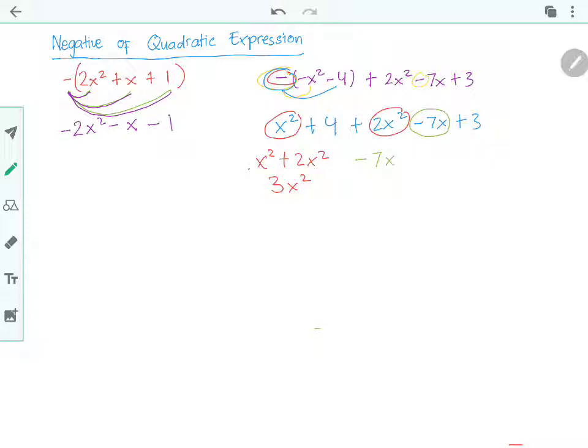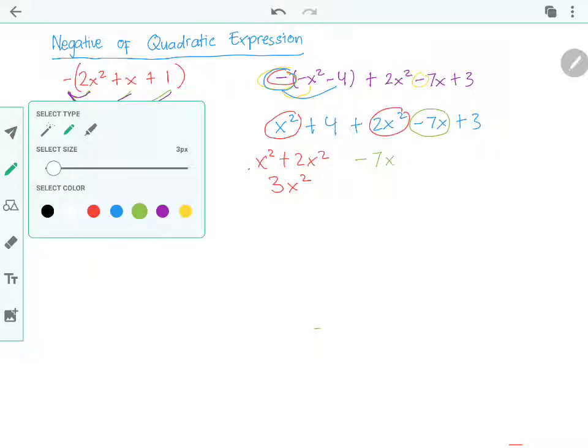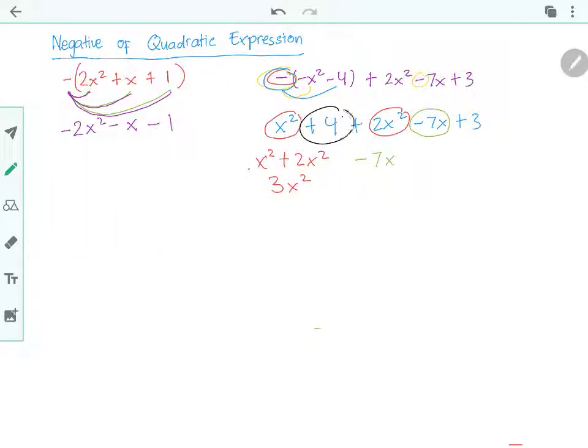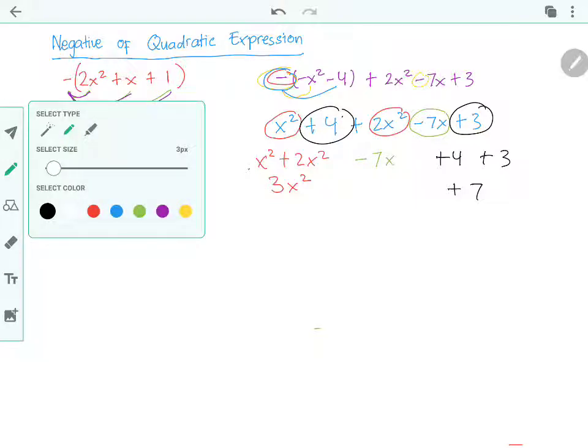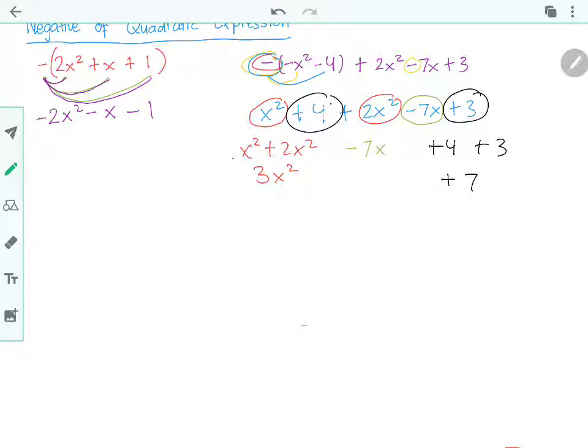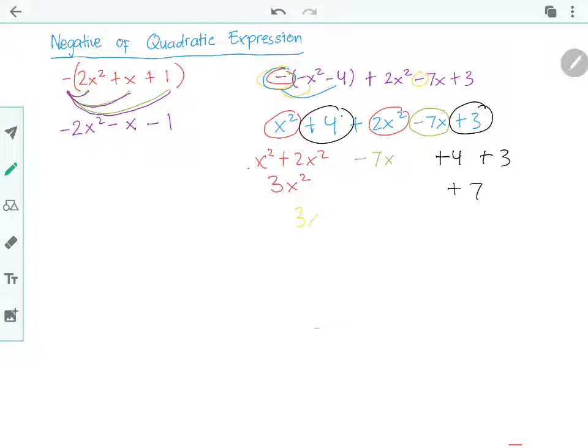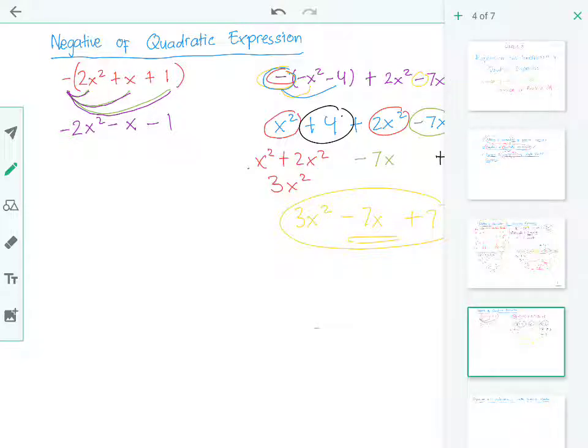So negative 7x. For the last one, I still have 4 and 3, so plus 4 plus 3, it's plus 7. So for the final answer, we can say the answer is 3x squared minus 7x plus 7. Okay, that's it. Let's go to the next examples.